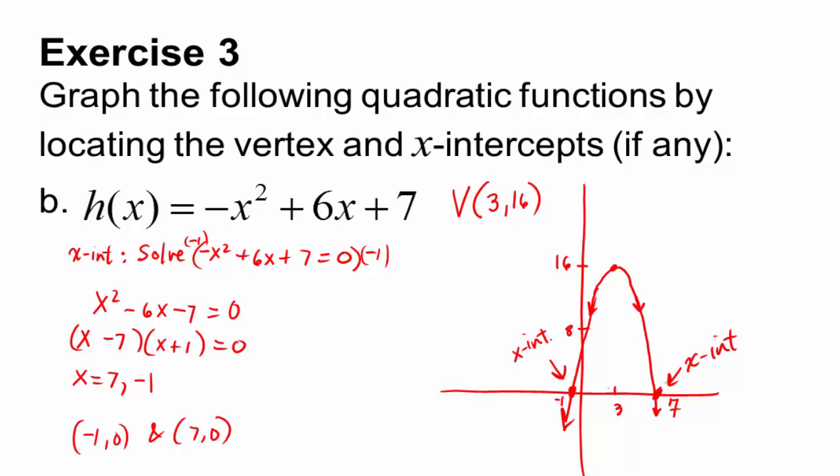You see what I said earlier, that if the vertex is above the x-axis and this is positive, then you're going to have a parabola that opens upward. You see, it opens upward. That means it will never have an x-intercept. Okay?